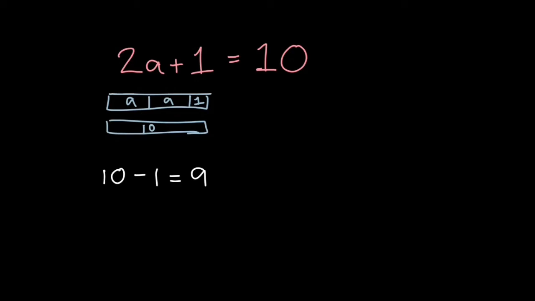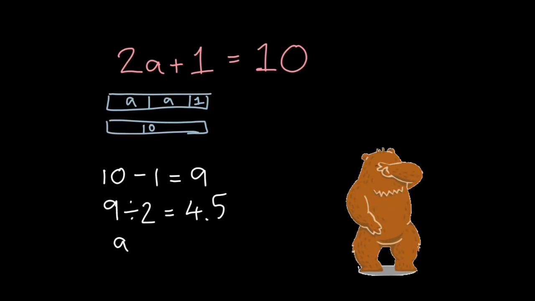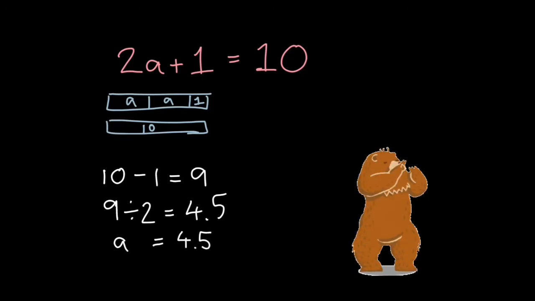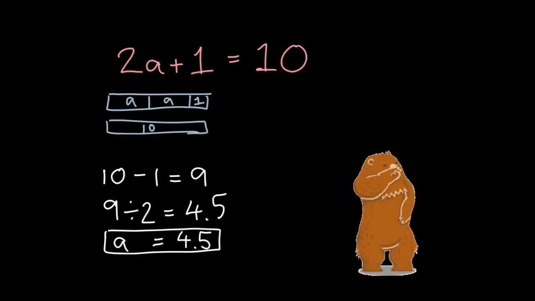Okay, so if 2 lots of a have a value of 9, I'm doing an inverse, so 9 divided by 2. Half of 9 is 4.5. So a equals 4.5. There's my answer.